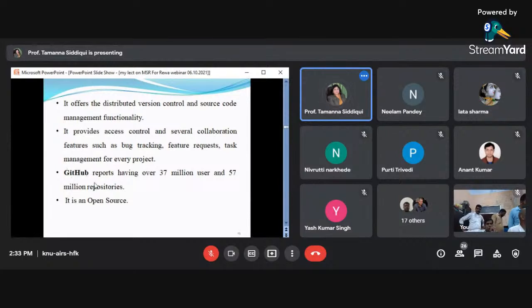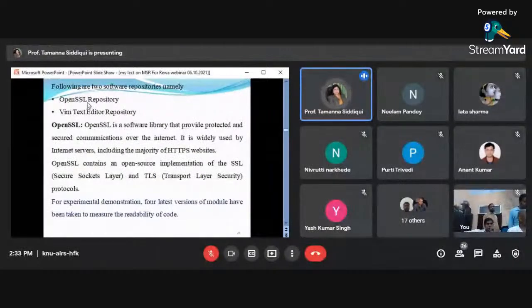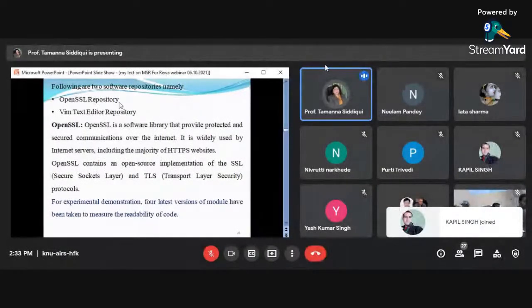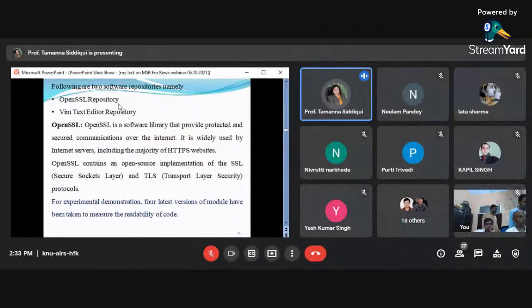Now you can think, I have taken the GitHub platform where already 57 million repositories are available. From these 57 million repositories, I have chosen two repositories. One is the OpenSSL repository and the second one is the Vim Text Editor repository. I will take code bases from the OpenSSL repository and the Vim Text Editor repository, and I will mine something, and the result will be used in a metric formula, and then I will show you some results.